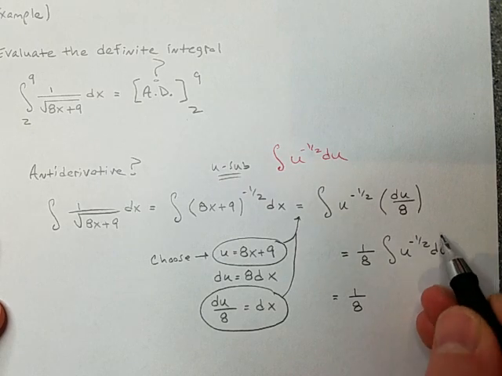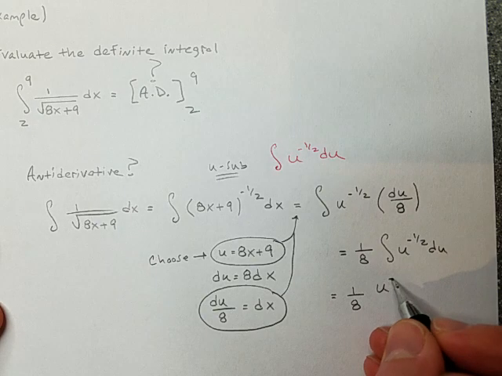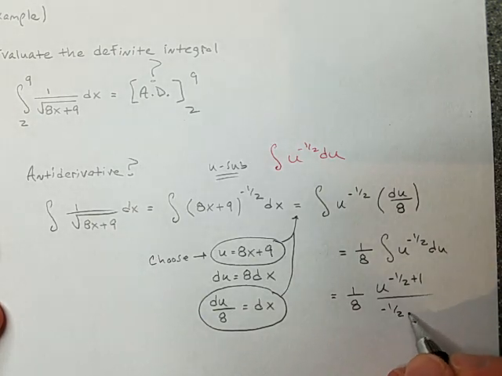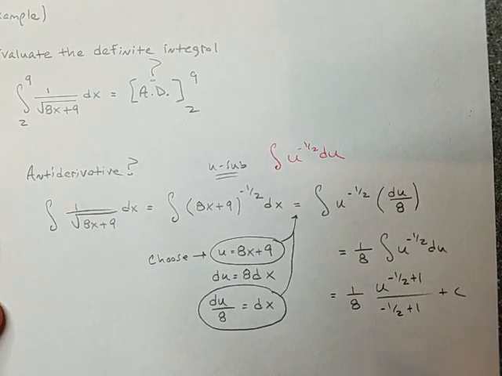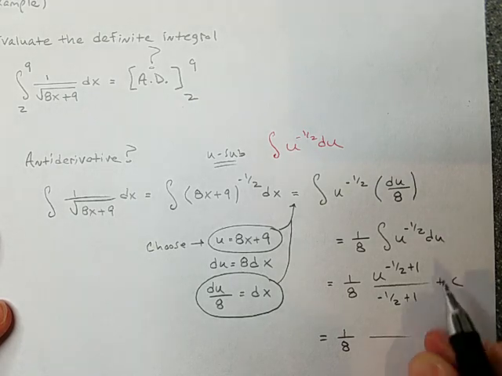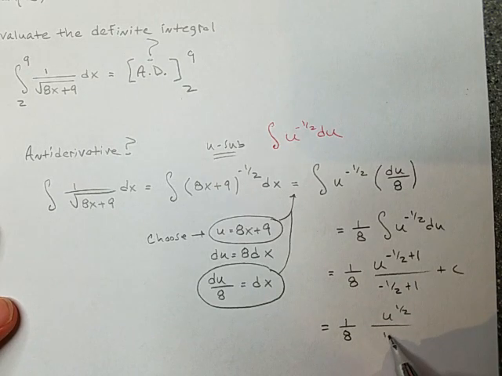And what is our formula for this? We add 1 to the power, so negative 1/2 plus 1. And we divide by that same thing, then we do plus c. And we will get 1 over 8. So what's this? u to the negative 1/2 plus 1. That's u to the 1/2 power. And what's this? That's also 1/2, plus c.